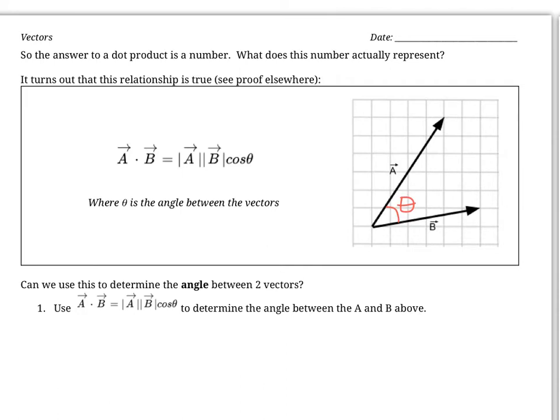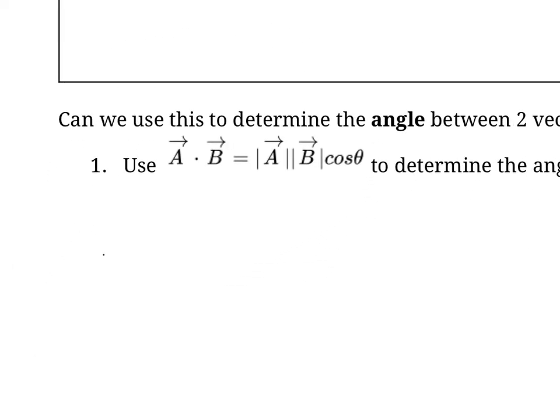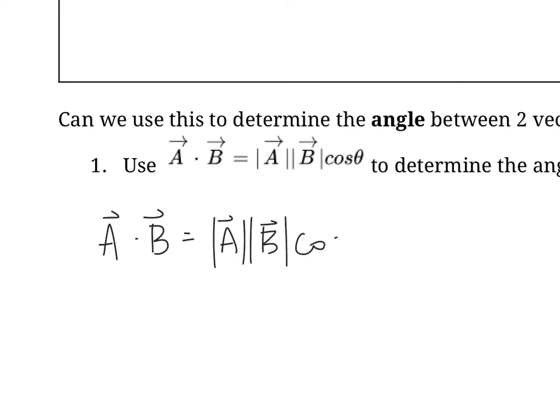In order to do that, we can look at this relationship and see, basically we need each of the parts to plug in. So we need a dot b, we need the magnitude of a, the magnitude of b, and then we're going to solve for cos theta. So I'm just going to write that out, sort of that relationship. A dot b equals the magnitude of a, magnitude of b, cos theta.